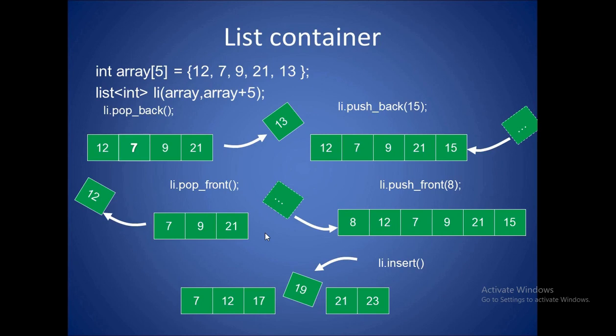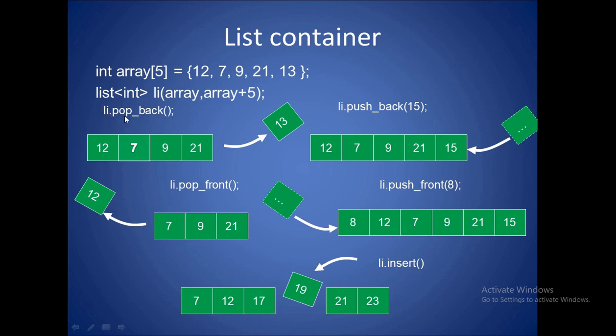Next is about list containers. Integer array of 5, so it is an array of 5 elements. So we are creating a list with the help of the array. All these 5 elements are now present in the list. The list name is li here.